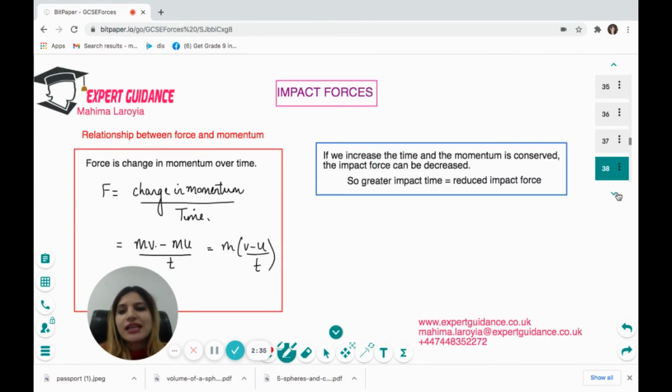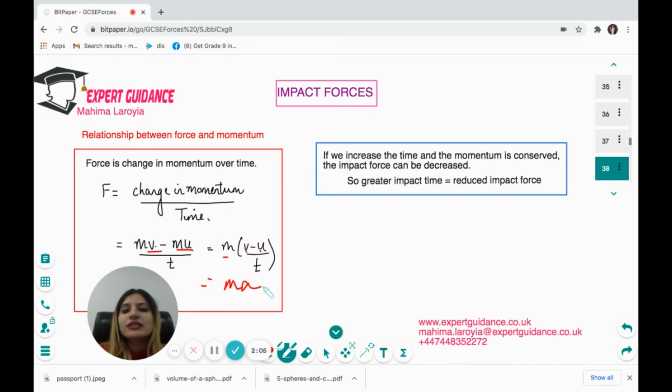Now there's another concept called the impact force. So the force is the change in momentum over time. That is another definition for force. Change in momentum would be mv minus mu, where v is the final velocity and u is the initial velocity, over t. So mass times (v minus u) over t, where (v minus u) over t is acceleration. So that derives force equals mass times acceleration.